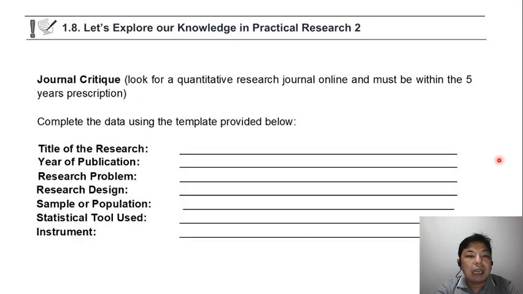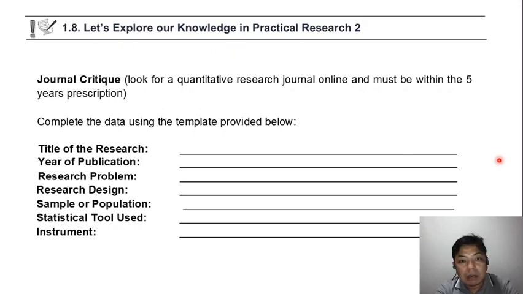Okay, and for our last activity, you are going to be doing tinatawag natin na journal critic. So, I want you to look for quantitative research journal online sa internet, if possible. Okay, so the journal must be within the 5-year prescription. It means that kailangan yung edad ng journal is 5 years old pa lang. And I want you to complete the data using the template provided below.